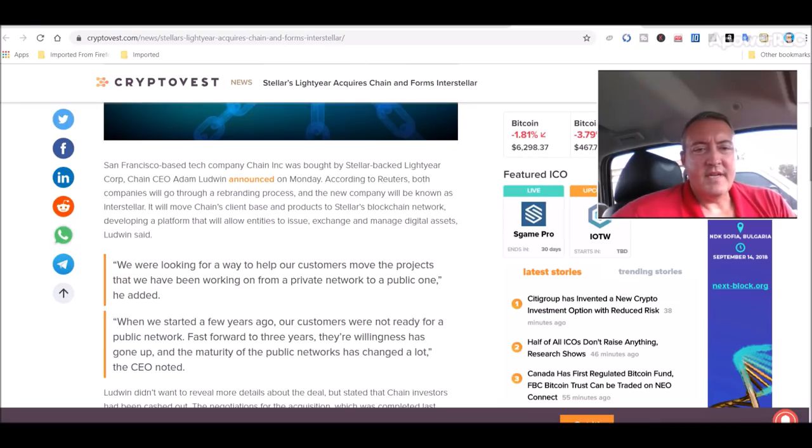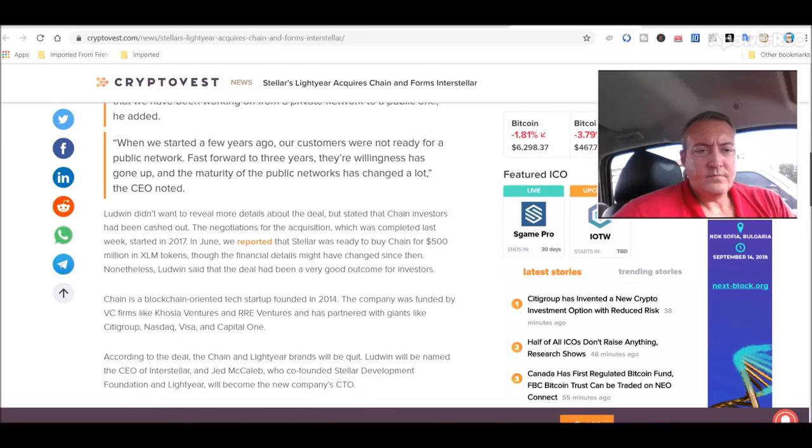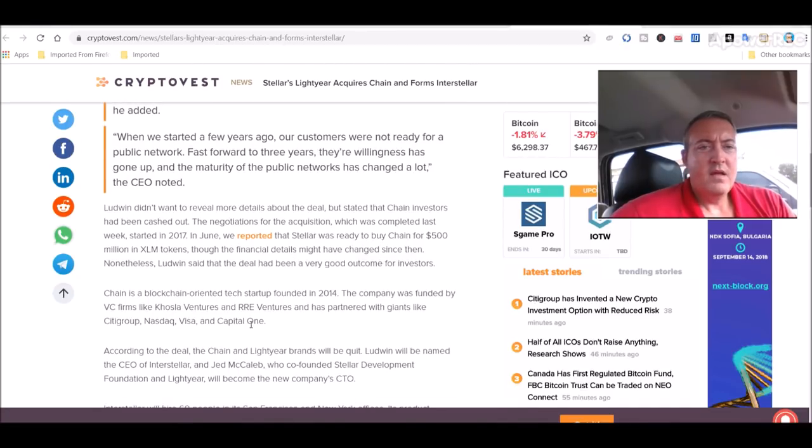It will move Chain's client base and products to Stellar's blockchain network, developing a platform that will allow entities to issue, exchange, and manage digital assets, Ludwin said. We were looking for a way to help our customers move the projects that we have been working on from a private network to a public one, he added. When we started a few years ago, our customers were not ready for a public network. Fast forward to 3 years, their willingness has gone up, and the maturity of the public networks has changed a lot.